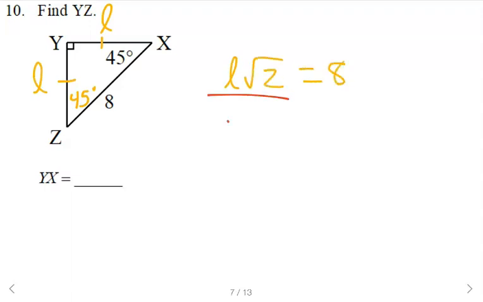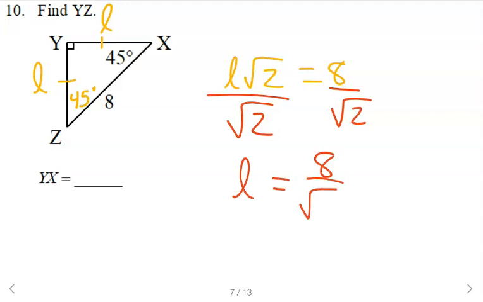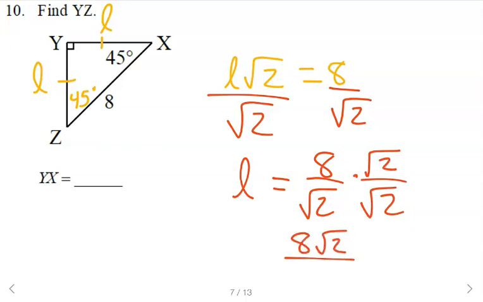So to solve this, divide both sides by root 2. Now 8 over root 2 will simplify by rationalizing the denominator. Multiply the top and the bottom by root 2. You get 8 root 2 over square root 2 times square root 2 is square root 4, which is just 2. And then we can divide that. 8 divided by 2 gives us 4. So 4 square root 2 is the leg length.